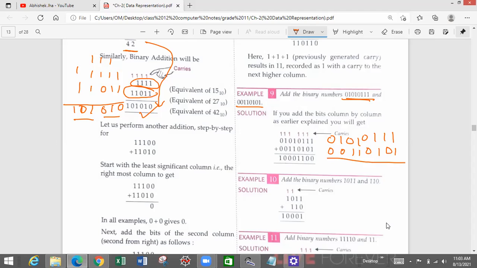Now do the calculation. 1 plus 1 will be 0 with a carry 1. Now this one and this one, 1 plus 1 again is 0 with a carry 1. 1 plus 1 plus 1, it will be a 1 with a carry 1. 1, 0, 0, 1. 1 plus 1 is 0 with a carry 1. 1 plus 1 is a 0 with a carry 1. 1 plus 1 is a 0 with a carry 1. And 1, 0, 0 is 1. So this is my answer. 1 followed by 3 zeros. Then 1, 1 followed by 2 zeros.